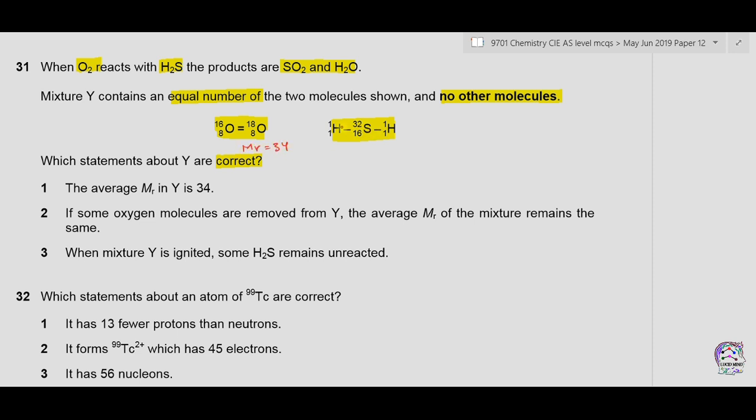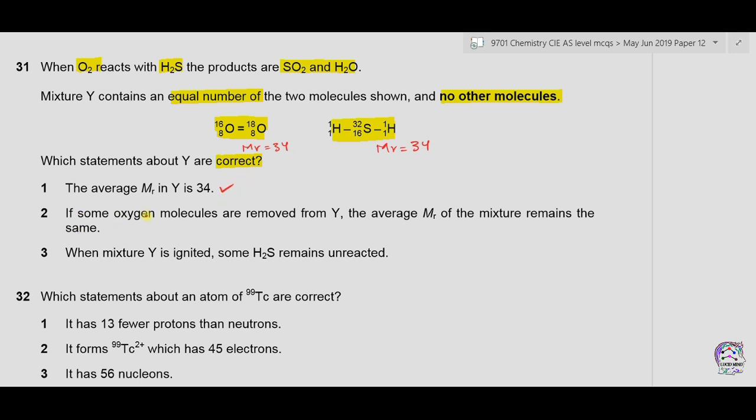For sulfur we have 32 plus 1 hydrogen plus 1 hydrogen, so the molecular mass of hydrogen sulfide is also 34. So as the number of molecules are equal, therefore the average should also be equal to 34. So option 1 is correct.